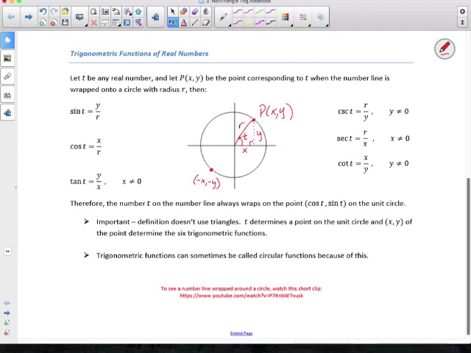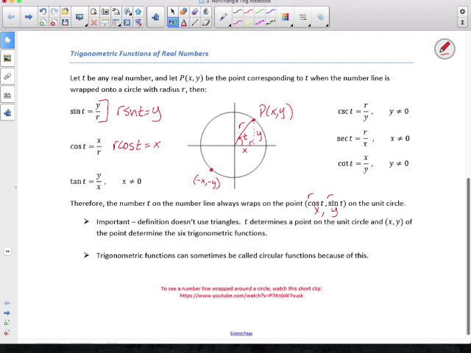So next it says, therefore, we have the number t and a number line always wraps to the point, and I should modify this. It should be r cosine t and r sine t. And that just comes from solving one of these two equations over here. So if I just multiply the r to the other side, there's y. So I can think of sine as a y value, and I can think of cosine as an x value. That corresponds to right here.